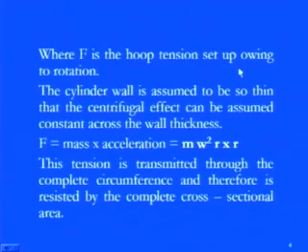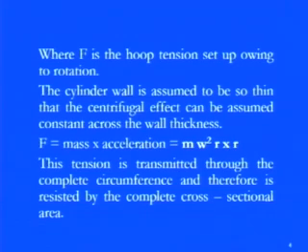Since the diametrical part is along this perpendicular direction, the y direction, we have the hoop tension, or we can say hoop compression, along with that. So, F is the hoop tension set up according to the rotation, and the cylinder wall is assumed to be so thin that the centrifugal effect can be assumed constant all across the wall thickness.